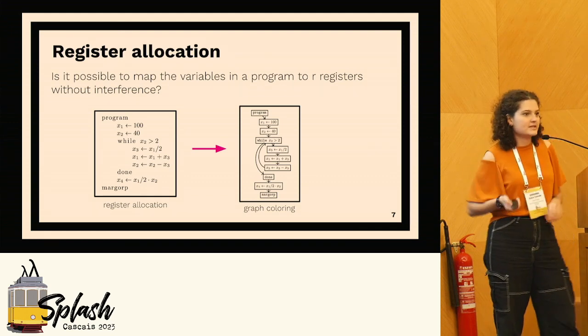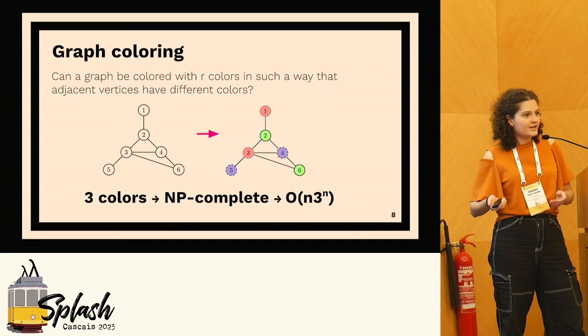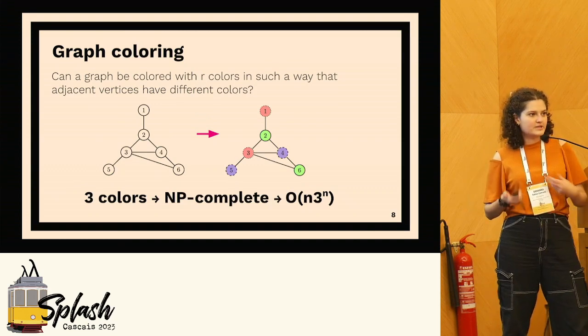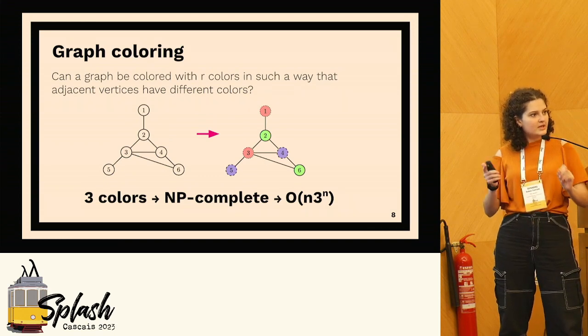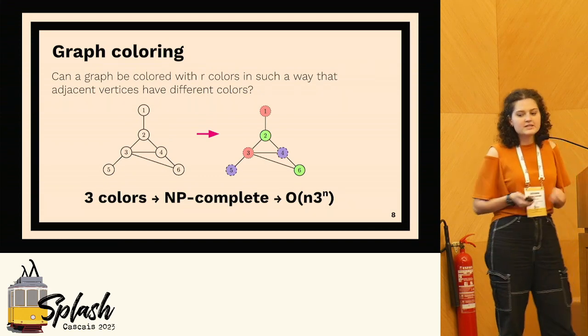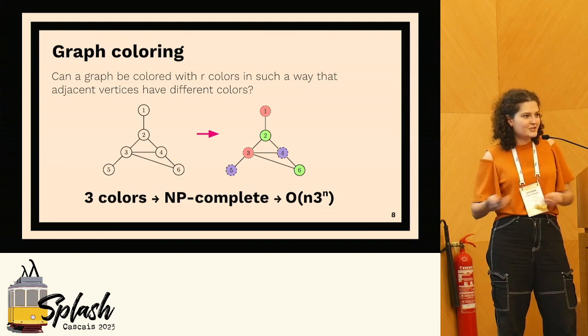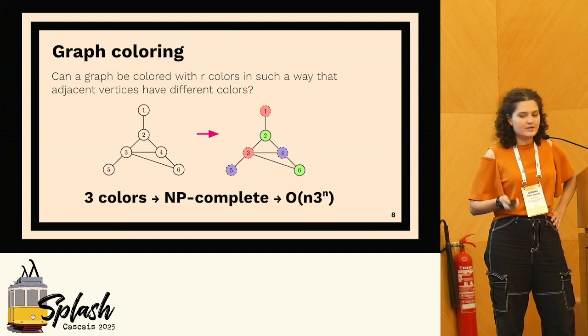Now we have to solve graph coloring, right? Graph coloring is not very easy to solve. We want to know if a graph can be colored with a certain number of colors in such a way that two adjacent vertices have different colors, and that problem is NP-complete, even for 3 colors. So we're not going to be solving any programs this way.